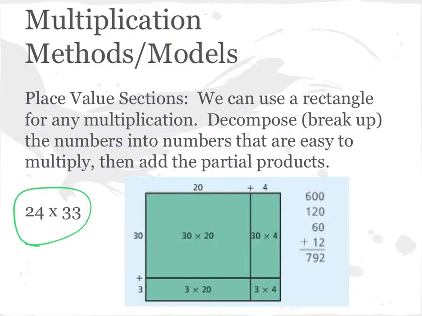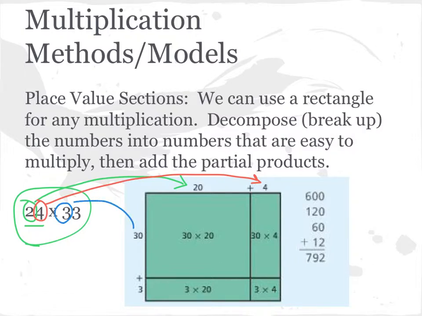In this example, we have the problem 24 times 33. When we decompose or break up the number 24, we look at its individual place value parts. There is a 2 in the tens place. 2 tens is 20. There is a 4 in the ones place, and 4 ones is just 4. In the next number, we have 33. 3 tens is equal to 30, and 3 ones is equal to 3.